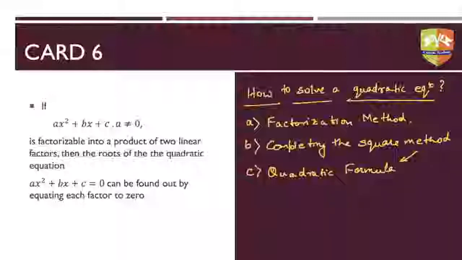So what is the factorization method? Let me take this slide. What do you do in the factorization method? Let's use examples. Let's say one question is given: using the factorization method, solve this very simple question: x square plus 6x plus 5 equals 0. We'll take difficult ones as well. So x squared plus 6x plus 5 equals to 0.